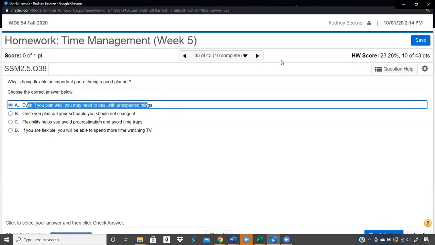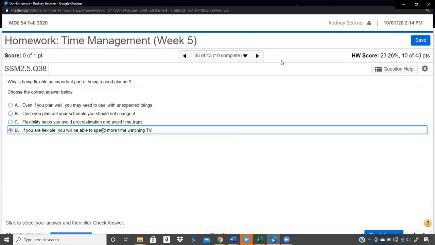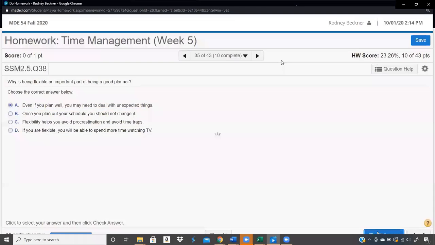Flexibility helps you avoid procrastination and avoid time traps. You definitely want to avoid procrastination and time traps, but I don't think it's flexibility that's helping that. If you are flexible, you will be able to spend more time watching TV. I mean, I know some people that are only flexible and make no schedule, and they definitely get some TV watching in, but I don't know if they're going to get everything else done. So even if you plan well, you may need to deal with unexpected things. There we go.